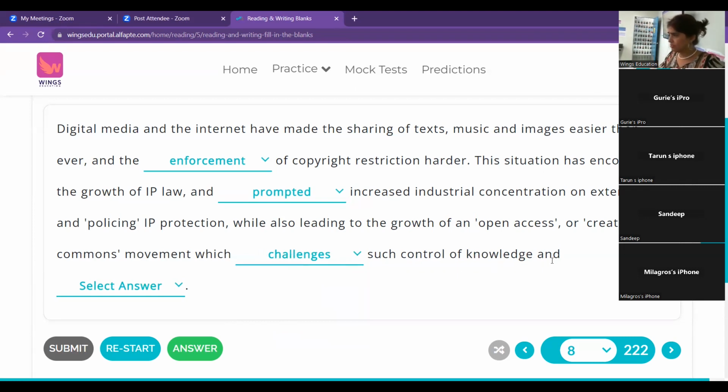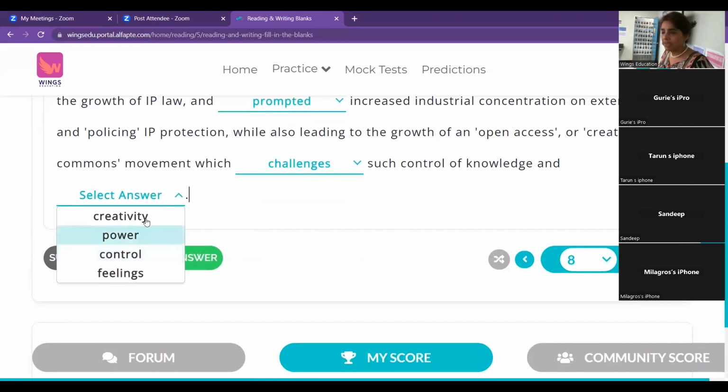Control of knowledge and, remember when there's a word and, this word here should be something that's kind of a synonym of knowledge. Information. Yes, learn. Good information, learn. We are doing collocations today. We're doing words that sit together. Knowledge and power. Data. Oh, power is there. Knowledge and creativity, knowledge and power, control. So let's use the law of elimination. Feelings, you're out because I have nothing to do with feeling here. This control is already there, so I'm not going to take control. So it's either power or creativity.